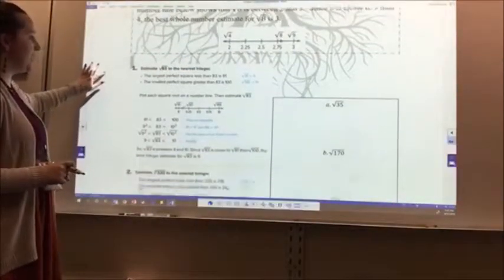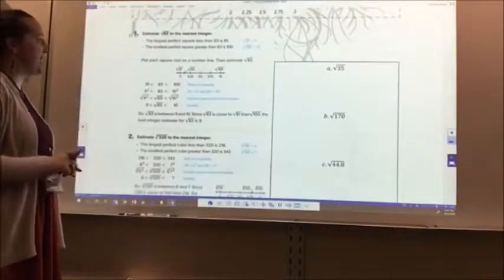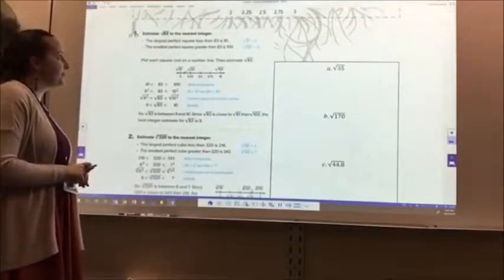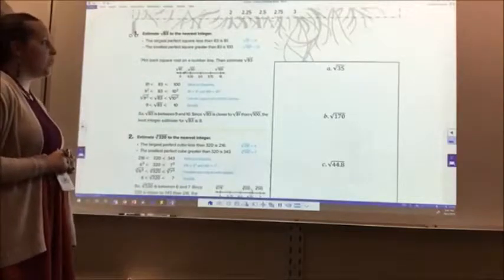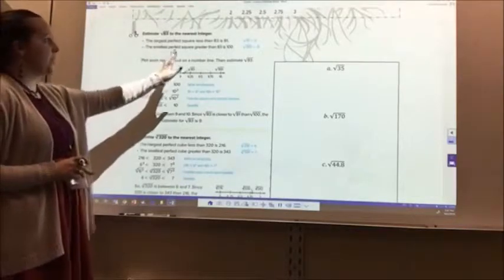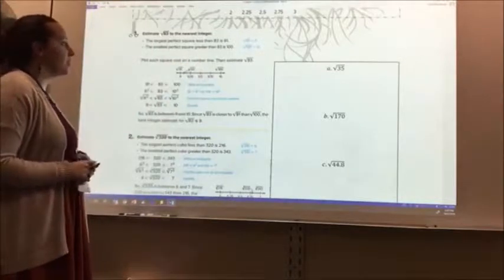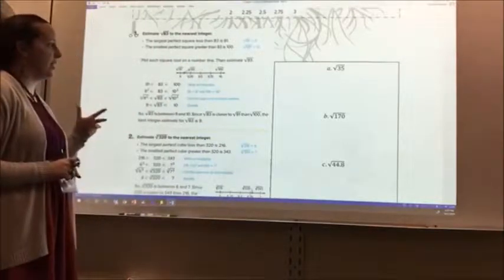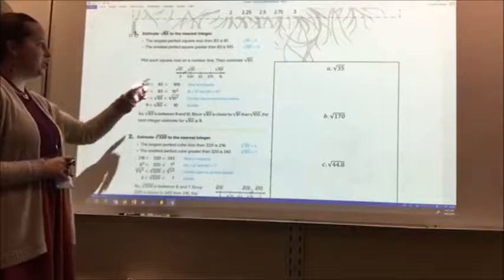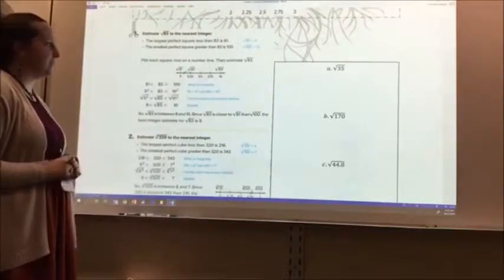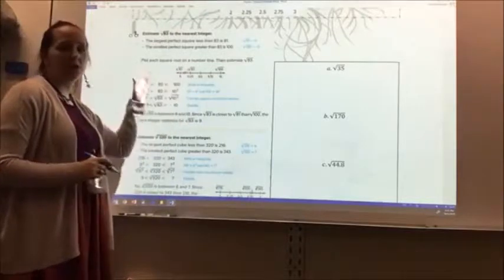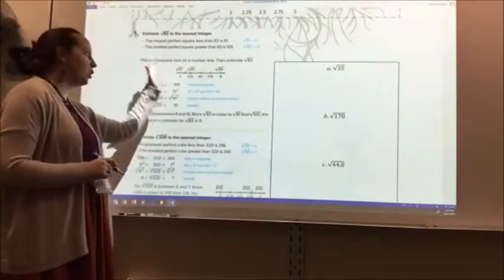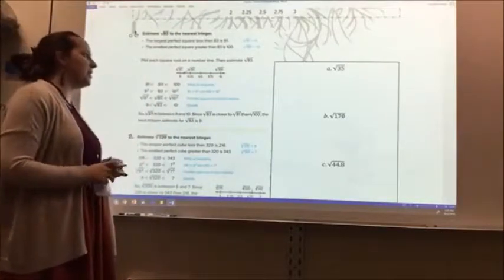So I want to estimate the square root of 83 to the nearest integer. The largest perfect square less than 83 is 81, and the smallest perfect square greater than 83 is 100. So the two in between are 81 and 100. So I plot each square root on a number line, then I estimate where 83 is. Well, 83 is closer to 81, so it's going to be closer to 9 on my number line.